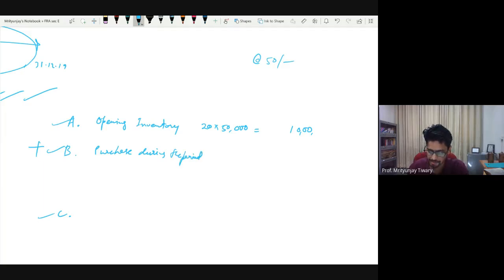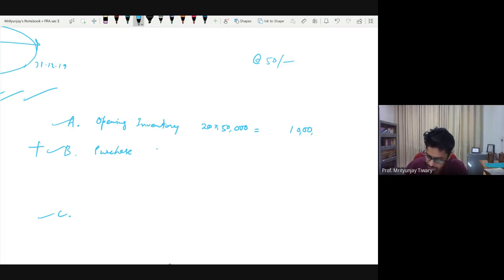Where will you find the purchases during the period? Or simply said, purchases. Purchases means fresh purchases during the period. Where will you find this? Is this a difficult information to find? Wherever all your transactions are recorded, you would have these transactions, right? So you can find out purchases.